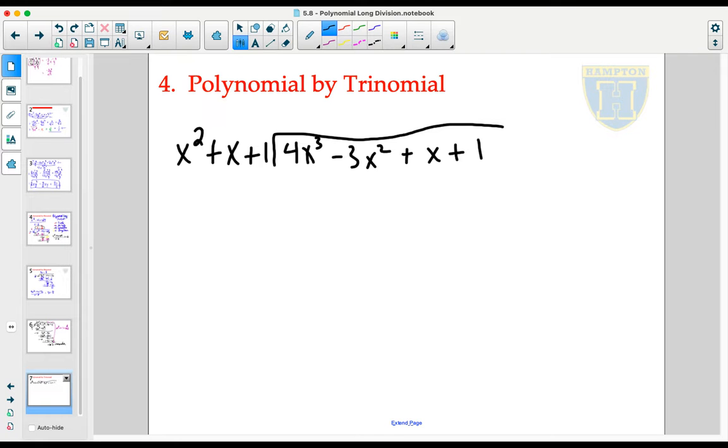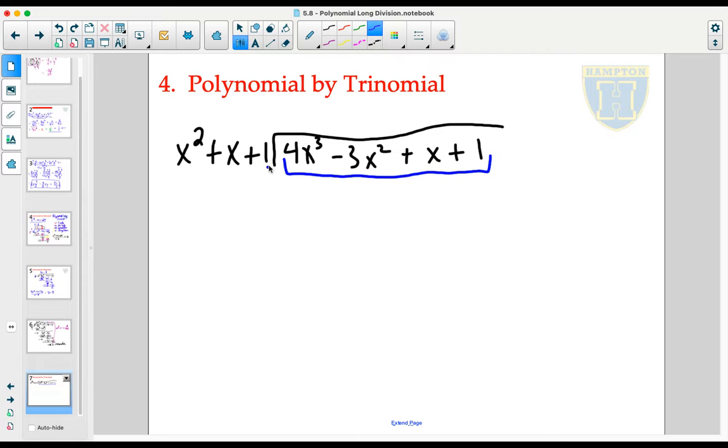Dividing longer polynomials by trinomials or anything with more than 3 terms does not change our procedure very much. We just want to make sure that a few conditions are held before we get started. We want to make sure that inside of the division, those terms are written in decreasing order of their power. Here we have x cubed, x squared, x, and 1. We want to make sure that it's going down as we go left or right.